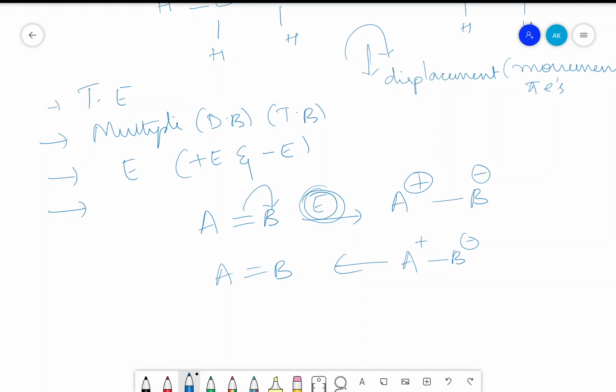If the attacking reagent is withdrawn, that is removed, the electron displacement reverts back or comes back to the normal position. This is the normal position.